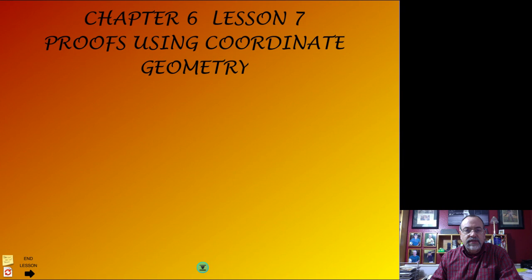Geometry, Chapter 6, Lesson 7, Proofs Using Coordinate Geometry. And we'll take a look at that in a subsequent video, proving some different lengths or parallel lines using slope and the coordinate geometry, placing figures in the coordinate plane we talked about in a previous video. In the first part of this lesson, though, we want to look at a characteristic of a trapezoid that we have not covered yet. So we'll do that first.